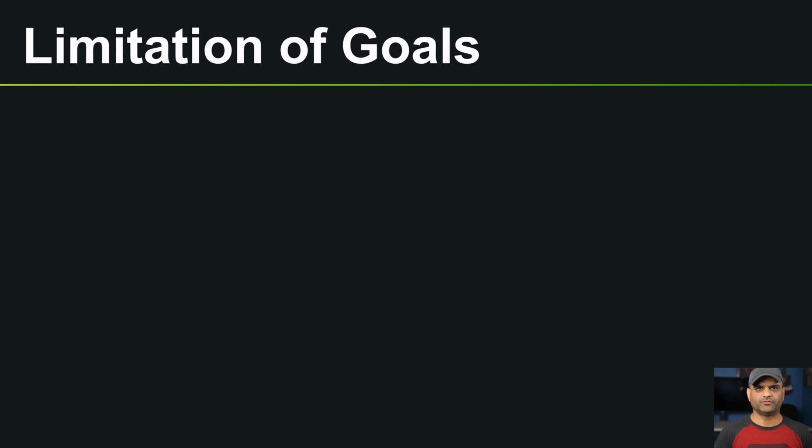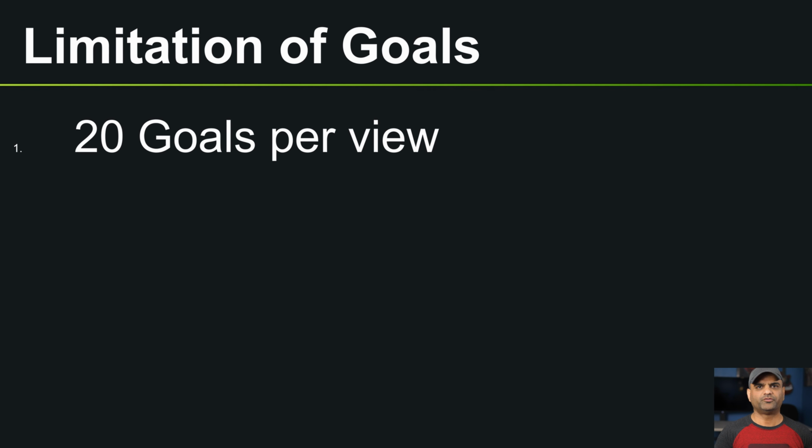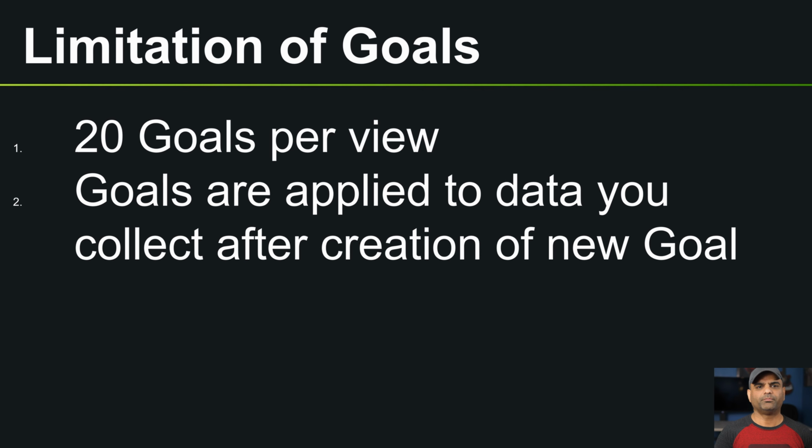Let's talk about limitations of goals. You can create up to a maximum of 20 goals in Google Analytics, but that is per view. Since you can create up to 25 views per property, you can actually create 25 multiplied by 20, which gives you around 500 goals. So you can create up to 500 total goals in Google Analytics, but they will be available in different views. If you're using views, you may want to create goals in relevant views.